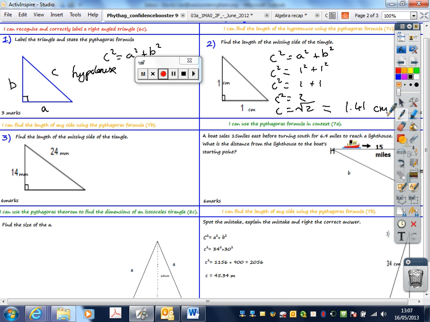Right, next one, the success criteria is I can find the length of any side using the Pythagoras formula. So this is where we're finding not the hypotenuse. So if we're going to label this up, we've got the hypotenuse here and we've got the other 2 sides here, A and B. So we're not trying to find the hypotenuse. So we need to rearrange that formula slightly. So the formula is C squared is equal to A squared plus B squared.